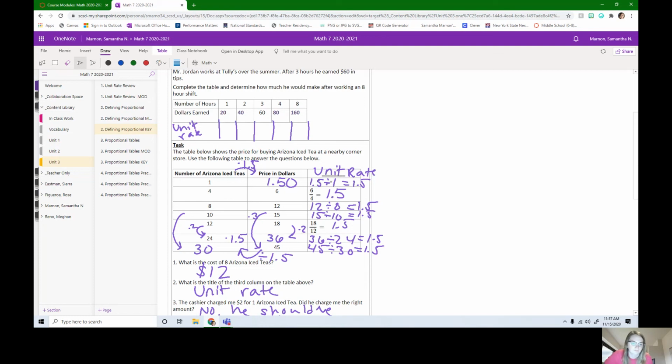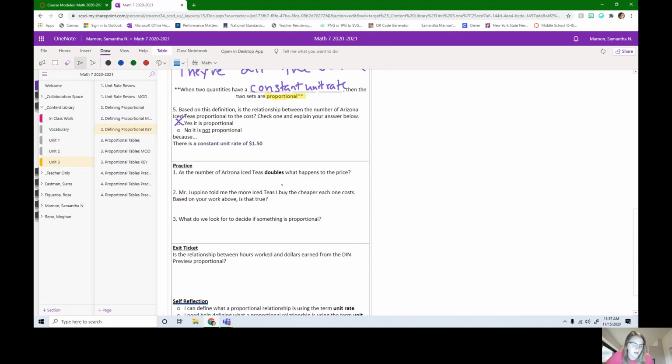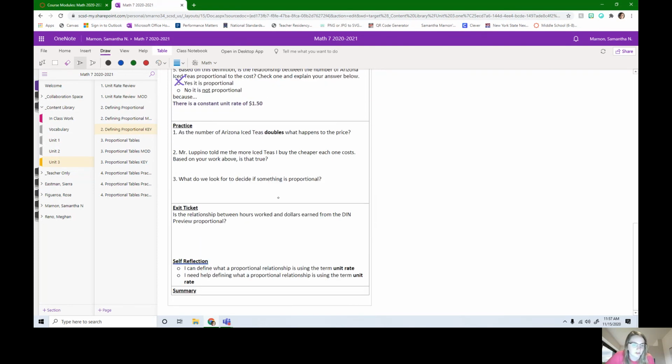So when you're done with the practice and you're done with the exit ticket, make sure you're going back into Canvas and clicking Mark as done, and then you're all set with this lesson.